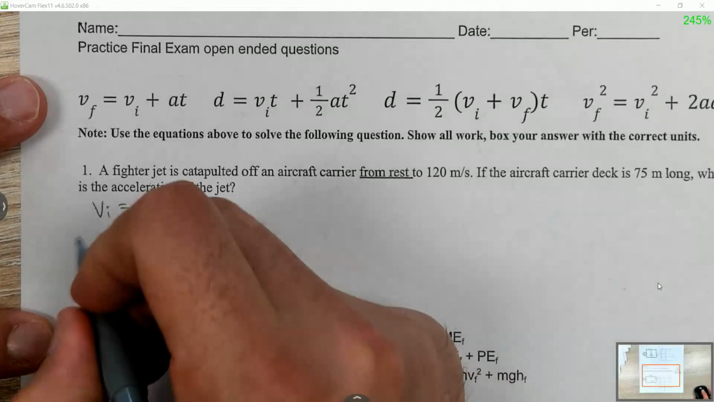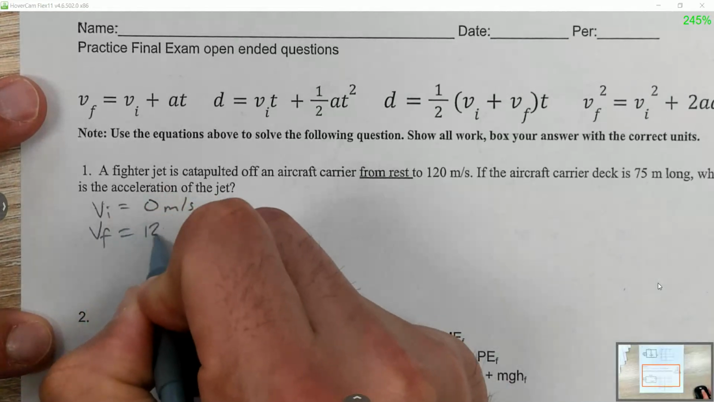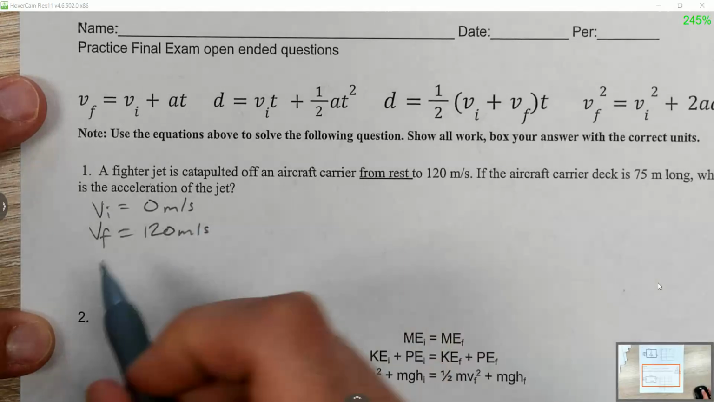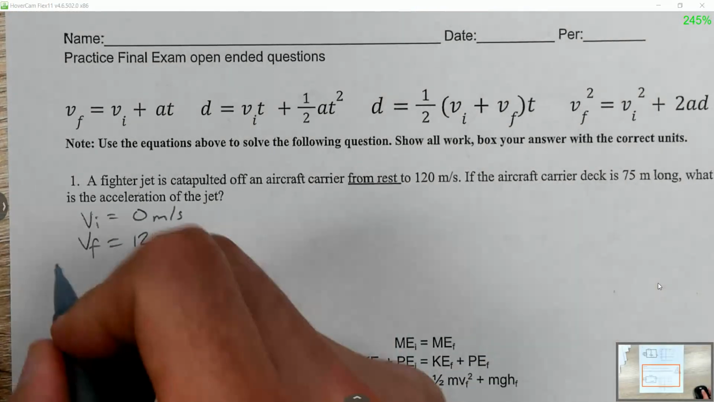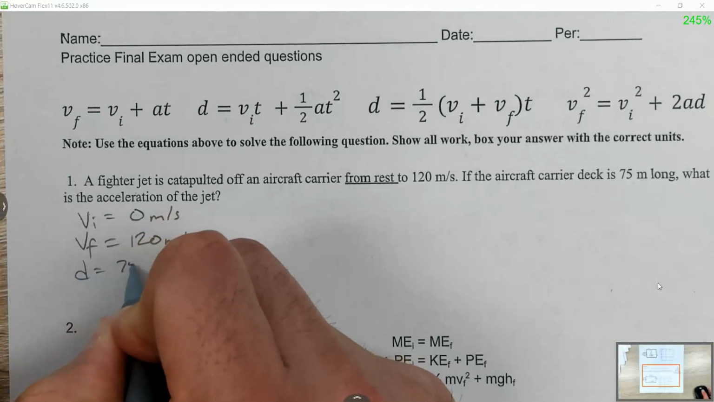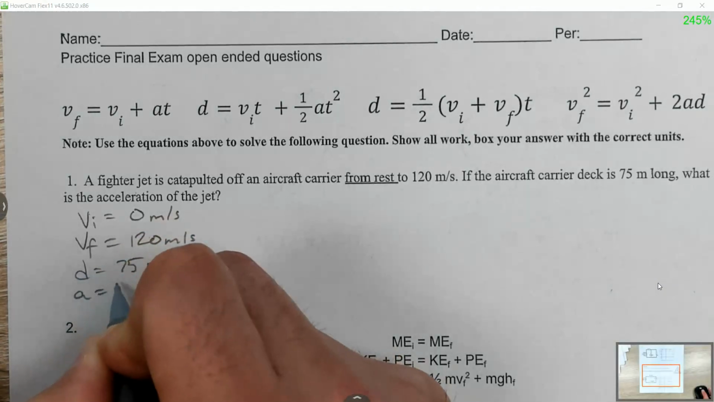All right, it gets up to this new speed. That's your final velocity. That's your second point. The aircraft carrier is 75 meters long, so that is your distance here. What is the acceleration? Your question mark.